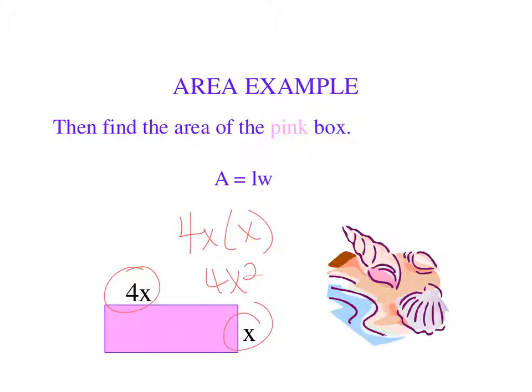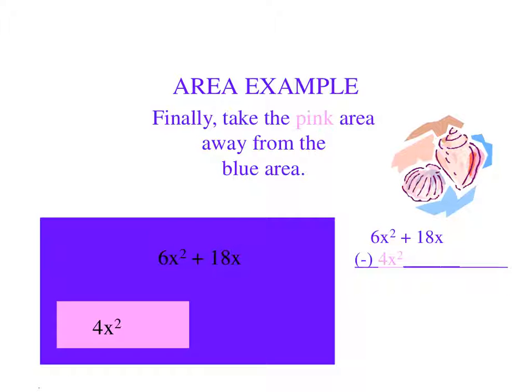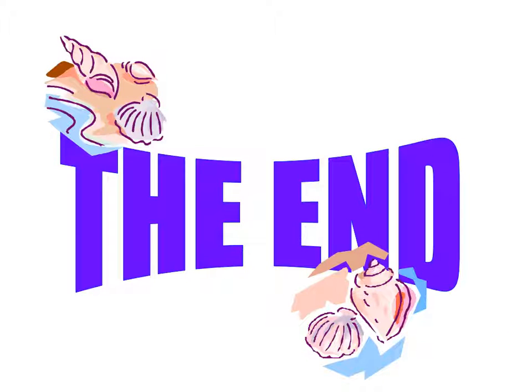So it's 4x squared. What we're going to do is take the area of the blue space and subtract from it the area of the pink space. So all we're doing is subtracting our like terms there. They both have an x squared, and 6 minus 4 is 2. And then I don't have any terms to combine with the 18x, so I just bring it down. And that's the area of the blue space. And that's the end of our multiplication.